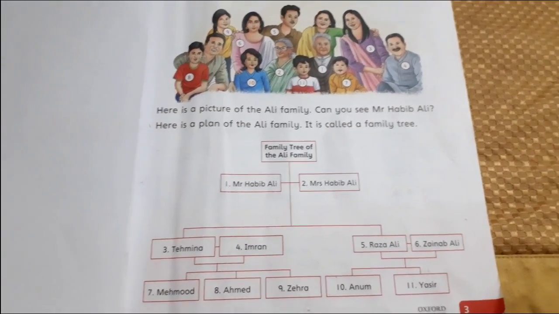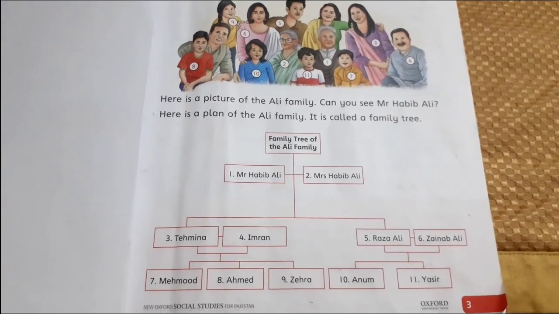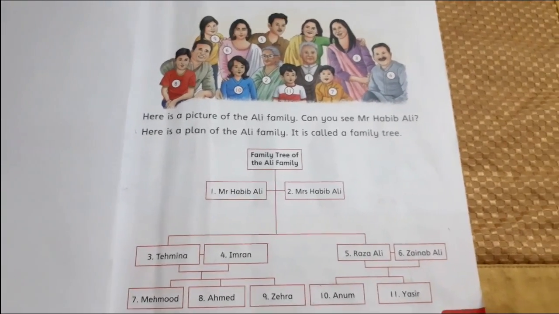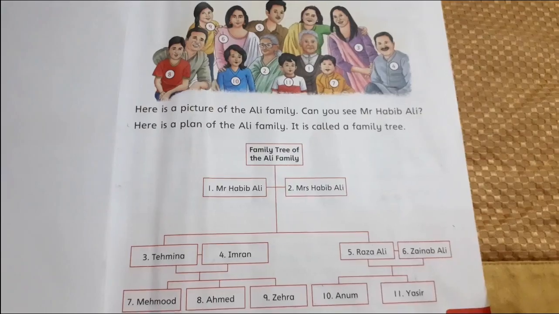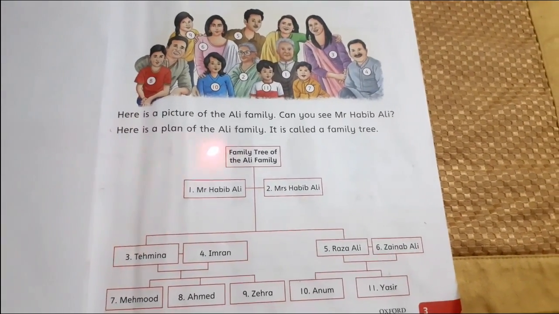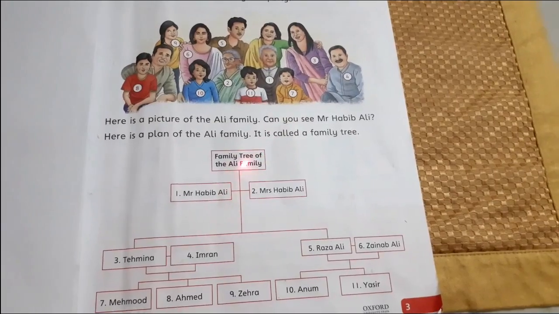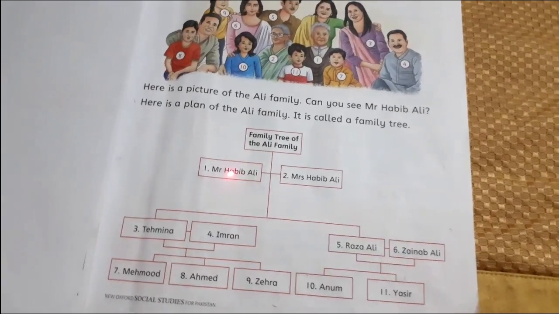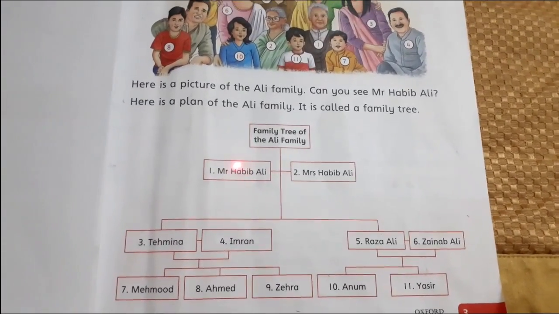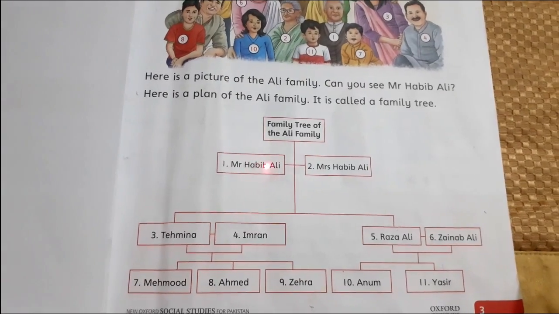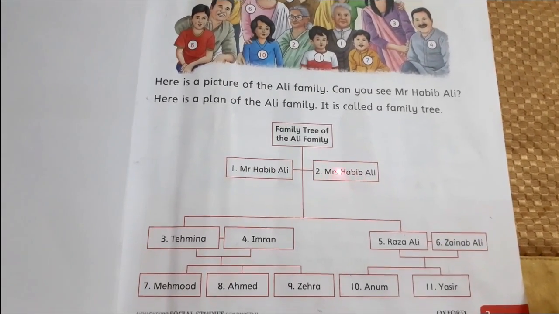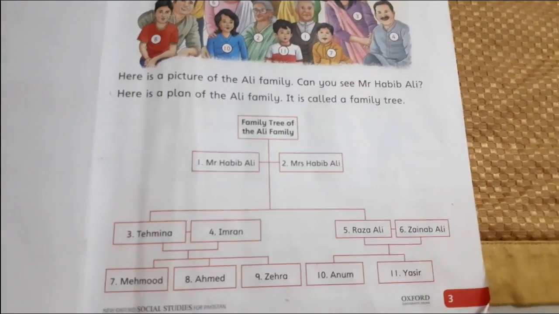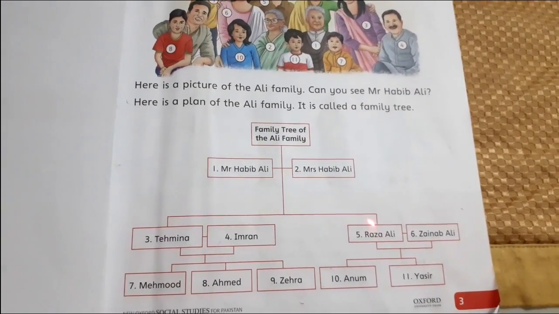As we have discussed the family tree in our family tree model, here you also look at the picture. Here is Mr. Raza Habib Ali's family picture, and this is the family tree as we have discussed before, but let us discuss it again. Look at Mr. Habib Ali. He is written, and Mrs. Habib Ali, parents of Tehmina and Raza Ali.